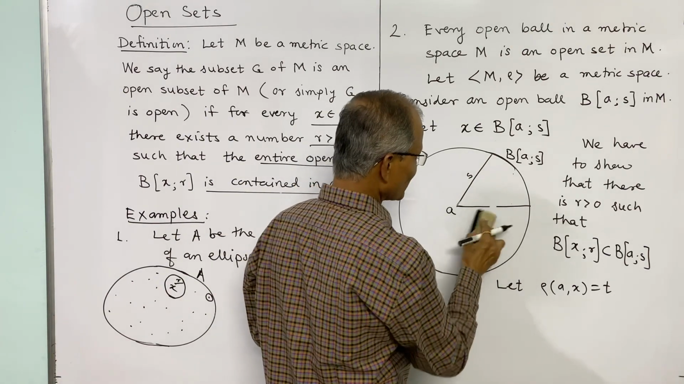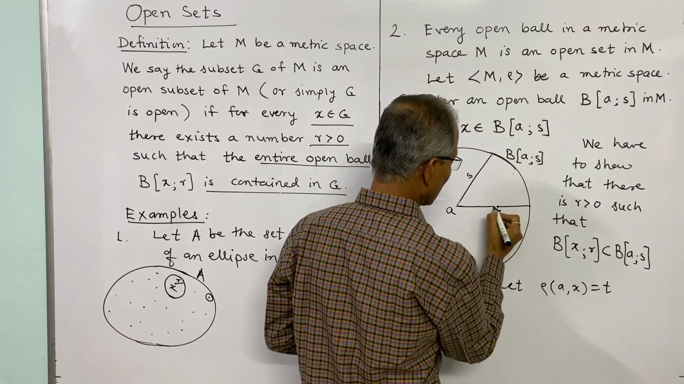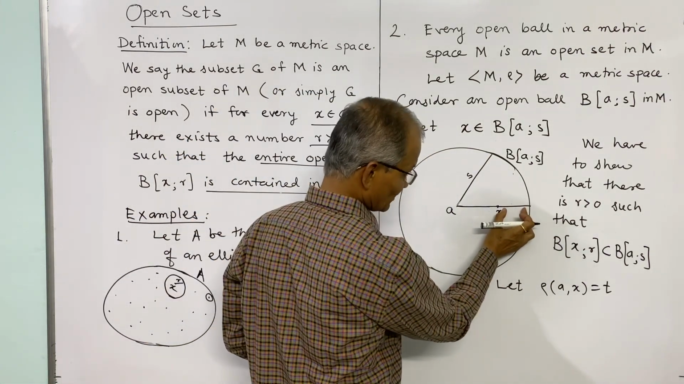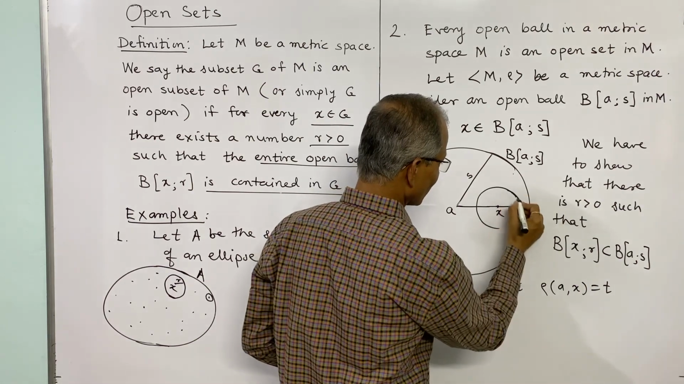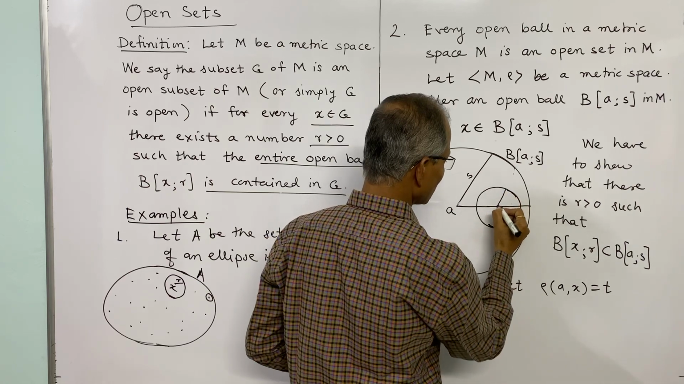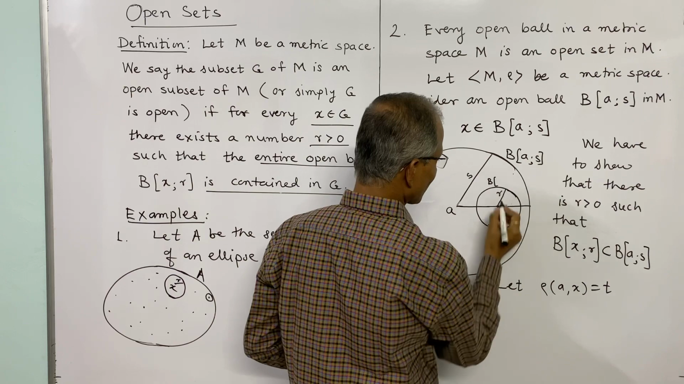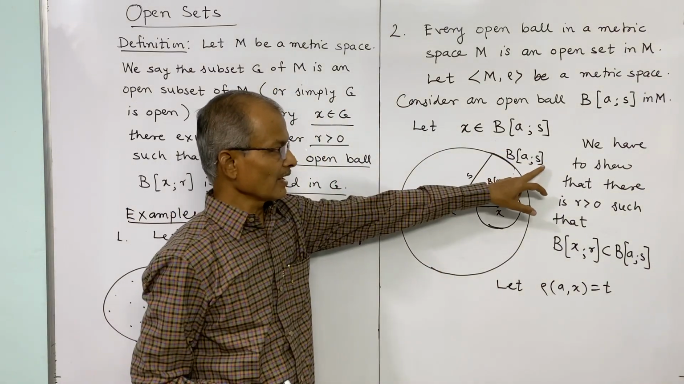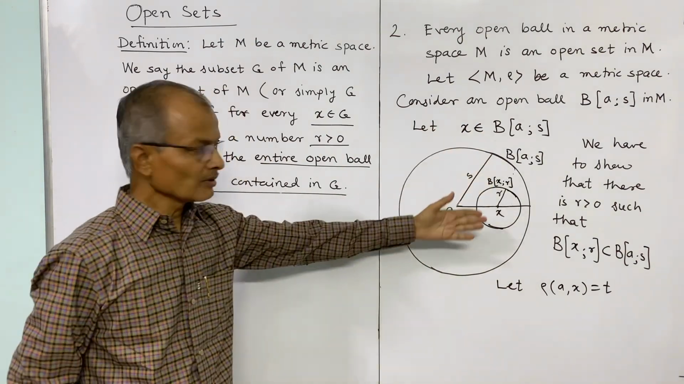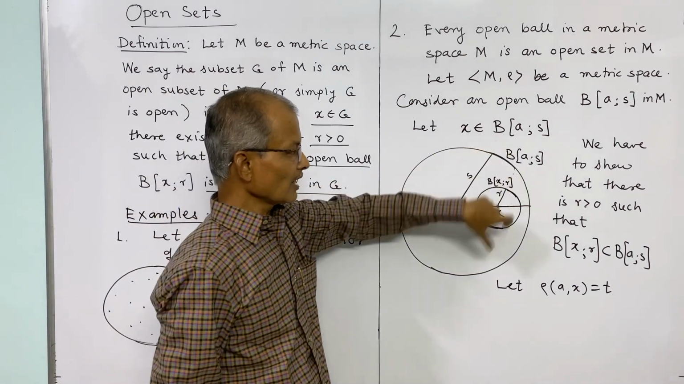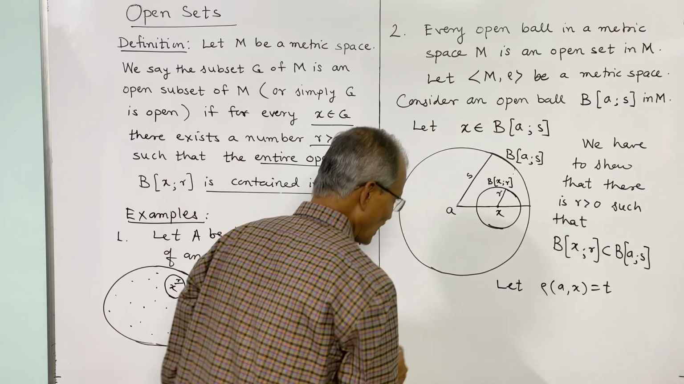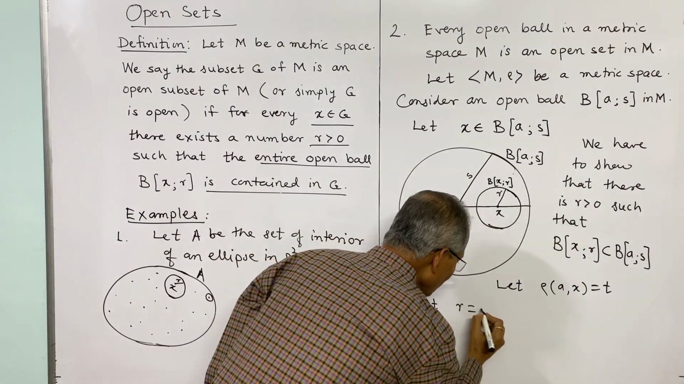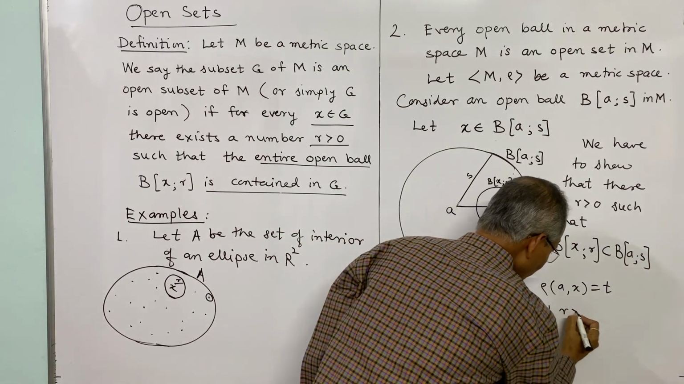Or instead of this point, I may consider x here. And then this part is considered as t. So the remaining is s minus t. So we have to select the radius which is less than this distance, so that the ball around x will be this one. Suppose this is of radius r, and this is the open ball with center x and radius r. And this open ball is contained in the earlier open ball of radius s about a, and then that will show this is an open set. Open ball is an open set. And further, we will take r greater than 0, and let r be equal to s minus t, positive.